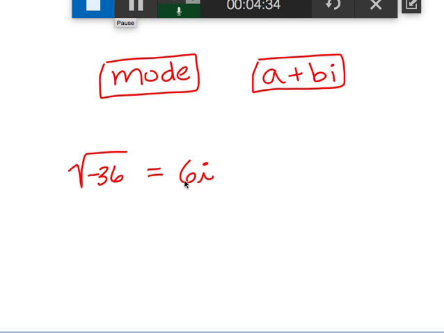If your calculator doesn't give you a 6i, then this is what you have to do to change it. And hopefully everyone has got that figured out.